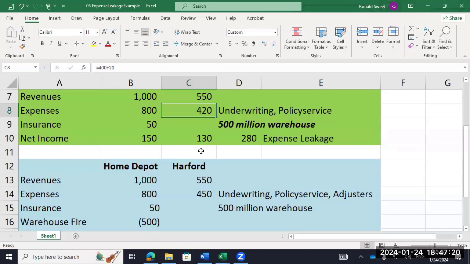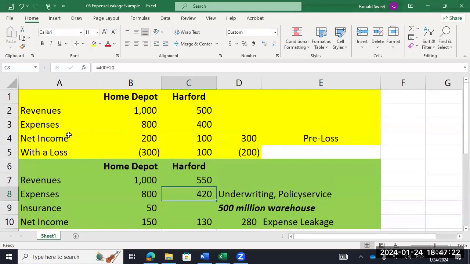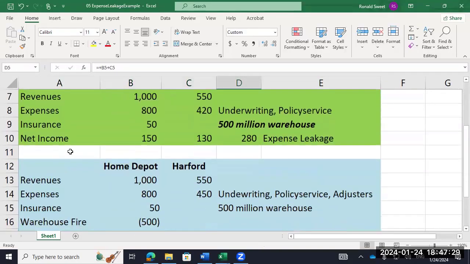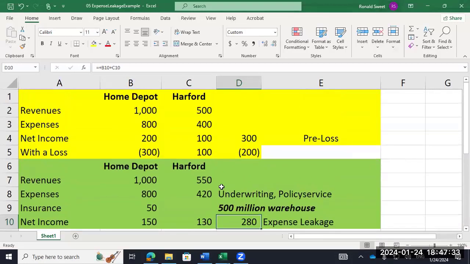So how does your portfolio do if there's no loss? If they didn't buy insurance, your portfolio would have made 300. But because they bought the insurance, what is your portfolio making now? 280. Why is that? Because Hartford has expenses. Now, is it possible Home Depot has some expenses? It's possible they have an insurance person that they hired to handle this, and there's a little expense. These numbers are not necessarily to scale, but I'm just giving you the case.